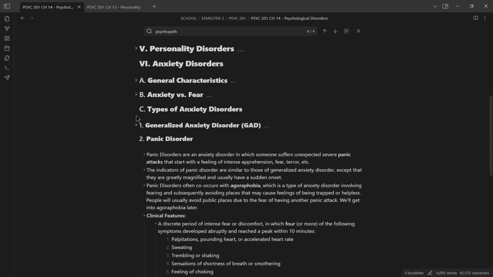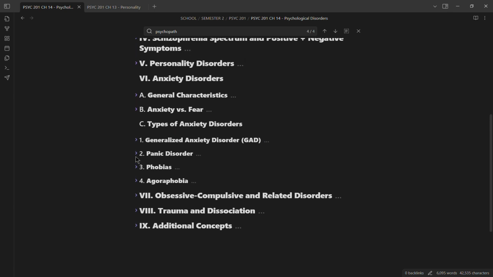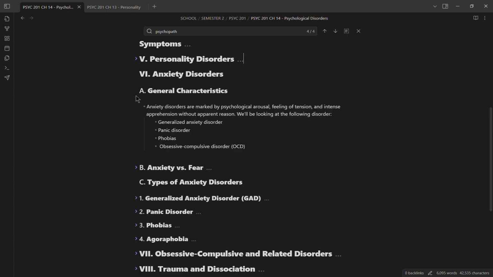Anxiety disorders, right? Let's get into these. So this is another little meat and potatoes section. First, general characteristics of anxiety disorders: anxiety disorders are marked by psychological arousal, feeling of tension, intense apprehension without apparent reason. We'll be looking at generalized anxiety disorder, panic disorders, phobia, and OCD.